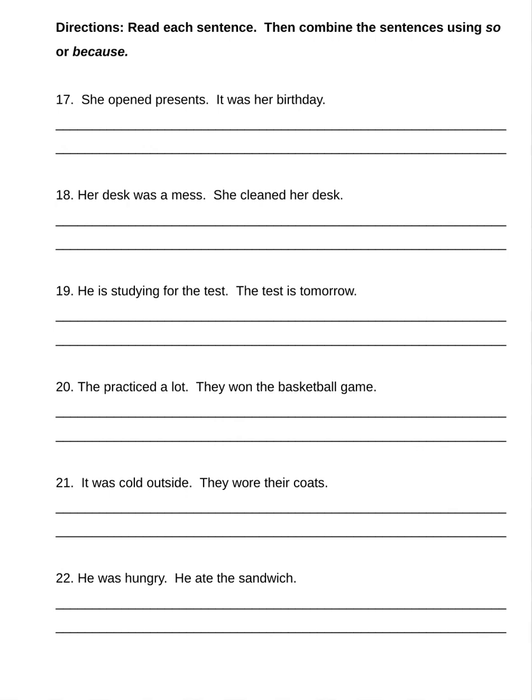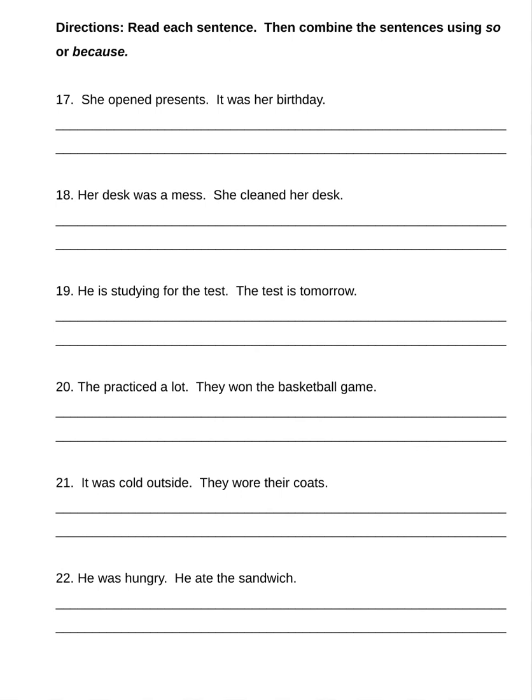Read each sentence and combine the sentences using so or because. Number 17. She opened presents. It was her birthday. Rewrite the sentence using capitals and periods and combining it with either so or because. Number 18. Her desk was a mess. She cleaned her desk. Rewrite the sentence using because or so. Number 19. He is studying for the test. The test is tomorrow. Rewrite the sentence using because or so.